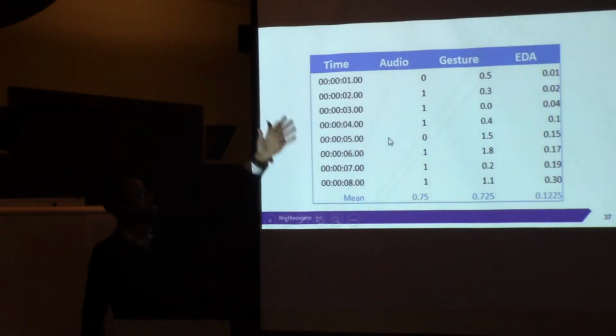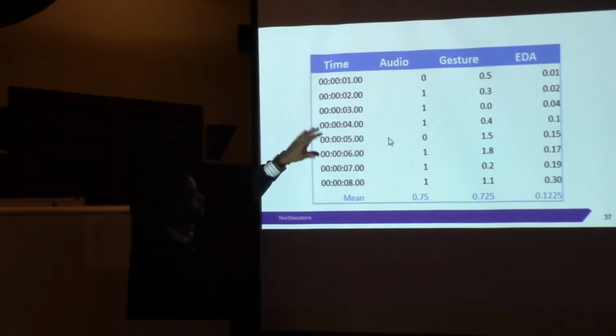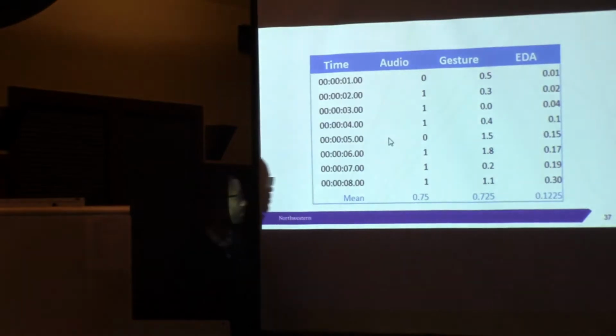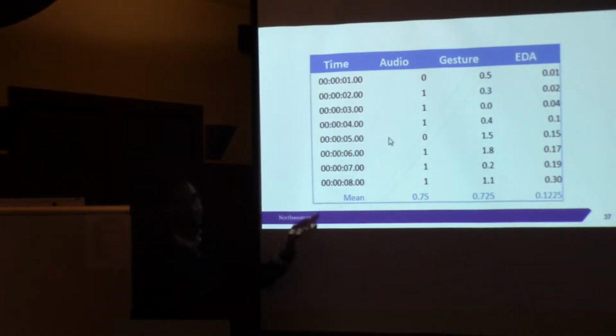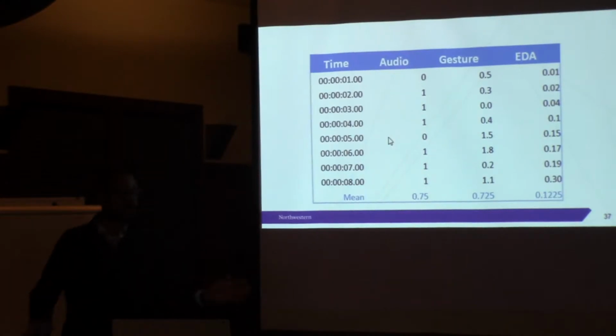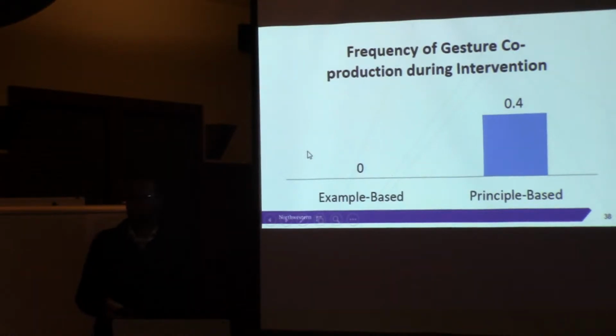So let's say this is my data. At every second, I get a data point around audio, a data point around gesture, and a data point around electrodermal activation. At the end of that, I basically just take the mean. I get mean values across all the different variables. Within my data set, this actually already starts to produce some interesting correlations.